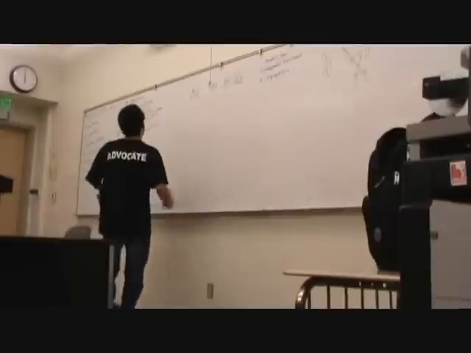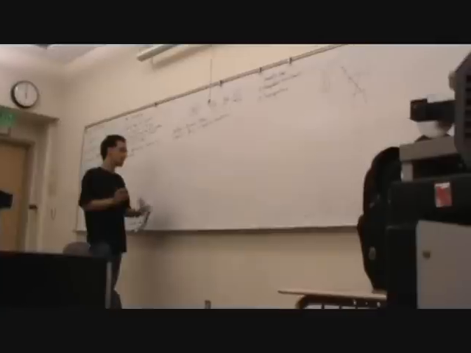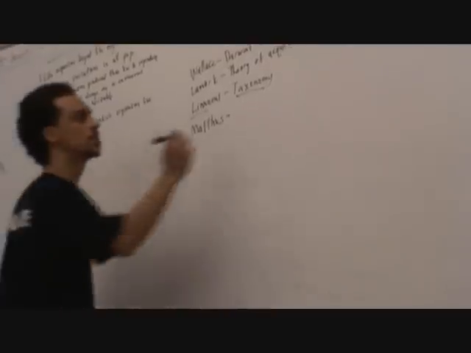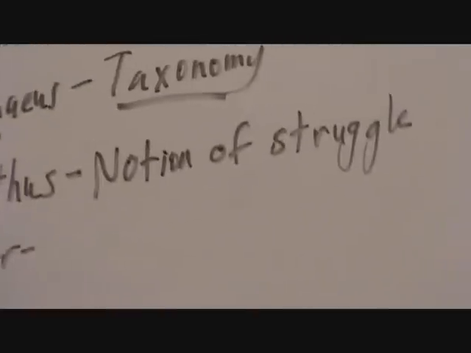Yes. Darwin wrote his work at the same time as Wallace, who had Darwin's idea before Darwin did, but didn't publish it. Lamarck, the theory of acquired characteristics. Linnaeus, the taxonomy. Malthus, he's the one that had the notion of struggle in a population. Cuvier, catastrophism. Lyell, the uniformitarianism and the age of the earth.